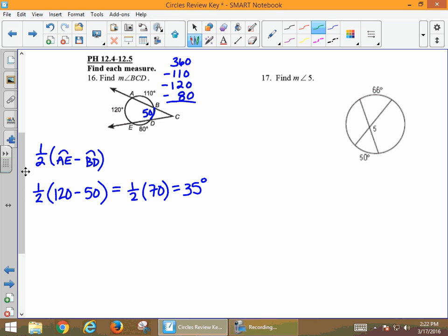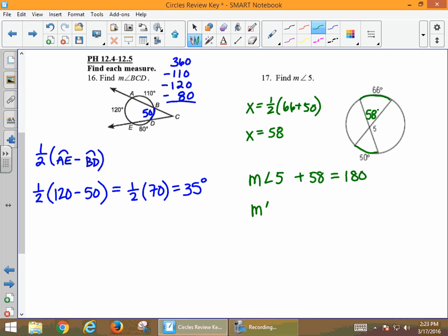Now, when the angle is formed by arcs on the inside, then I add the arcs together and divide by 2. So I'm not going to find angle 5 yet. I'm actually going to find angle X. Because angle X, I know the arcs, 66 and 50. So angle X is equal to half of 66 plus 50. So X is equal to 58 degrees. And this is 58 degrees. Now to find the measure of angle 5, measure of angle 5 plus 58 degrees make up a straight line, so it's 180. When I subtract 58 degrees on both sides, the measure of angle 5 is 122 degrees.